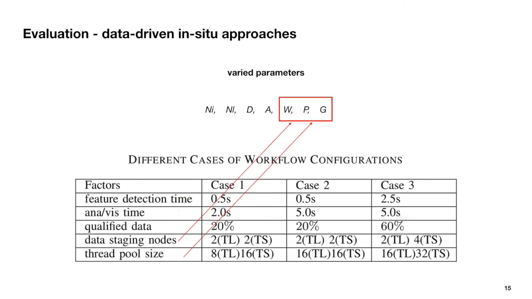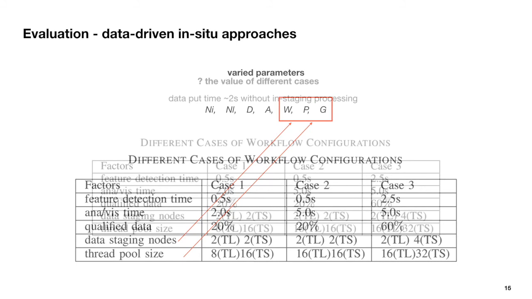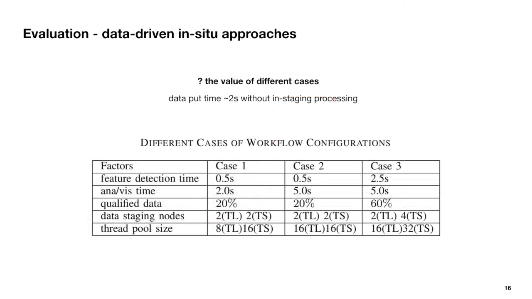For the factors data staging nodes and thread pool size, they are related to the parameters W, P, and G. If we provide more data staging nodes and a comparatively large thread pool size, it needs less time for in-staging tasks to wait for the available resource to get and process the data. But if there are more threads for processing the in-staging tasks, less computing resource will be used to process the data I/O, and the performance of the data put or get, such as parameters P and G, will be influenced.